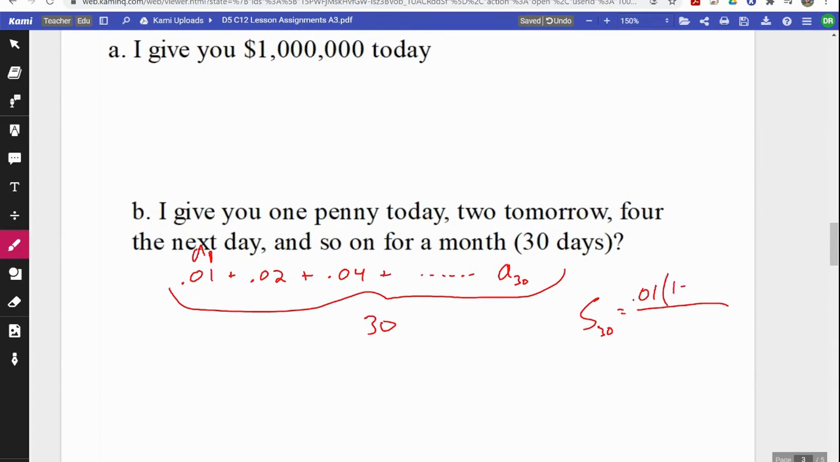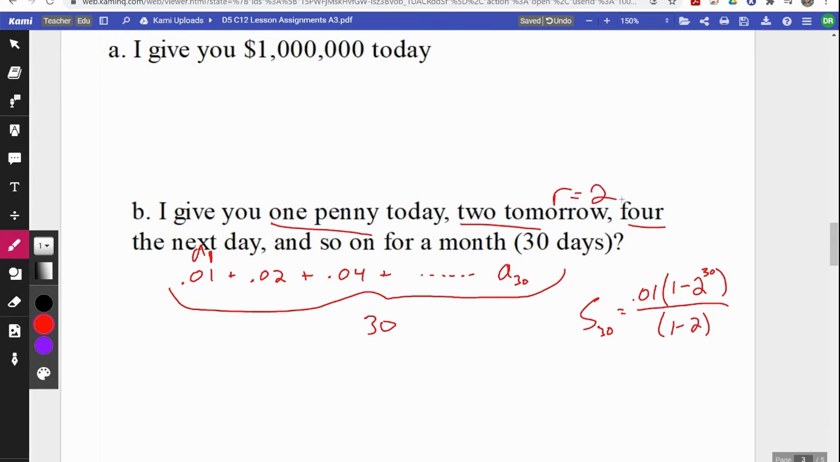1 minus r. r is 2 because we are doubling. And then raised to the n power. Okay, and if it's not clear that it was doubling, we need to keep in mind that it's 1 penny today, 2 tomorrow, and 4 the next. That's pretty explanatory that r would have to be 2.